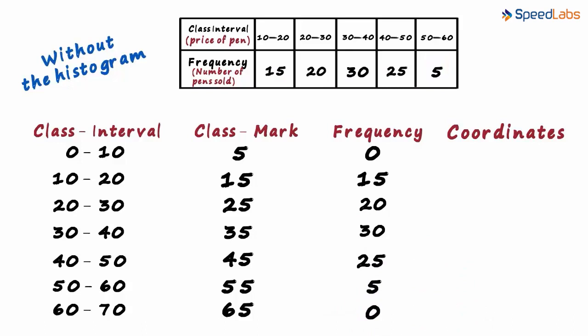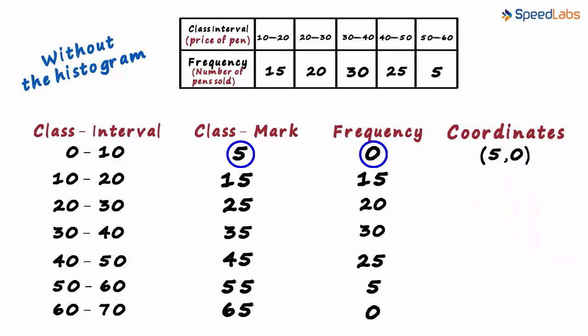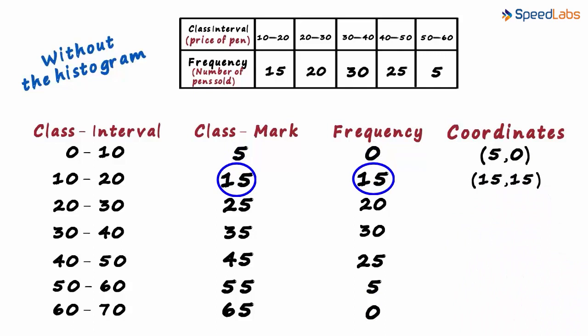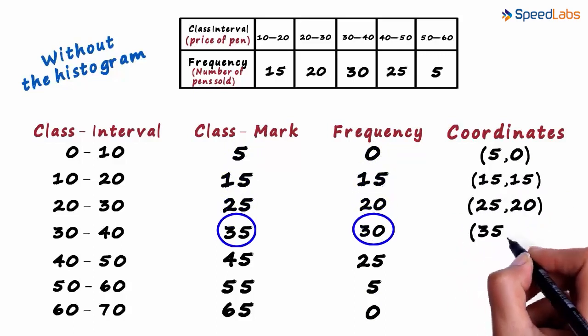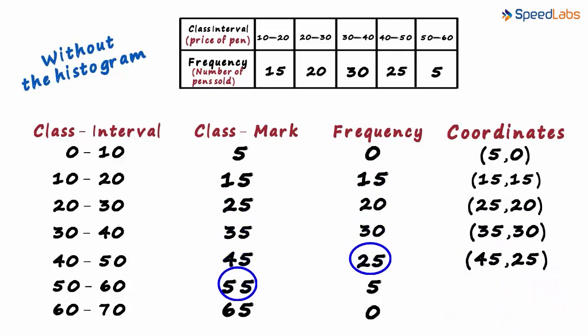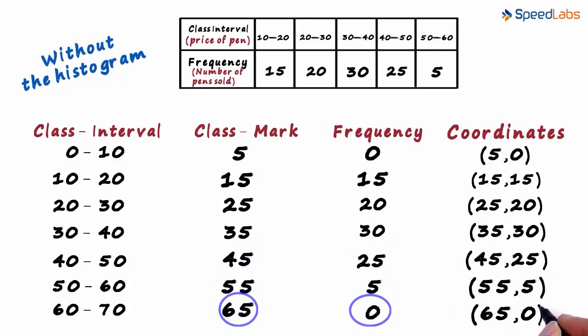The coordinates of the first point are (5, 0). The coordinates of the second point will be (15, 15). Then it's (25, 20), (35, 30), (45, 25), (55, 5), and (65, 0).